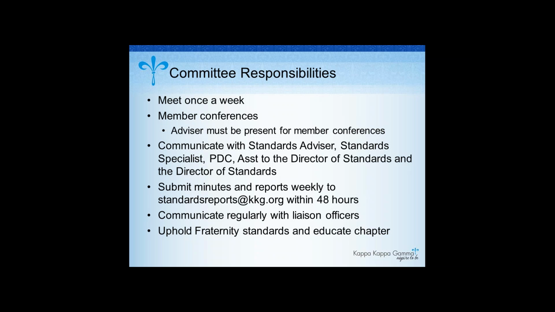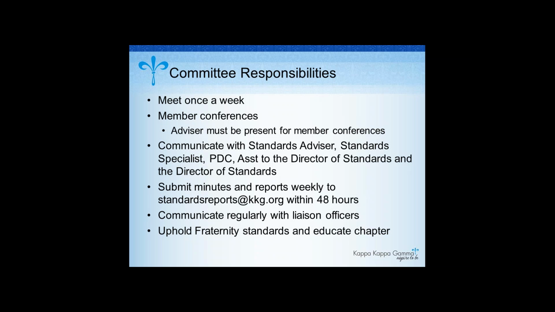Member conferences, just as a reminder: an advisor must be present for member conferences. Again, that's just to make sure that everything is being done fairly and justly, and we don't have any issues going forward with any miscommunication. Everybody is present at those times.